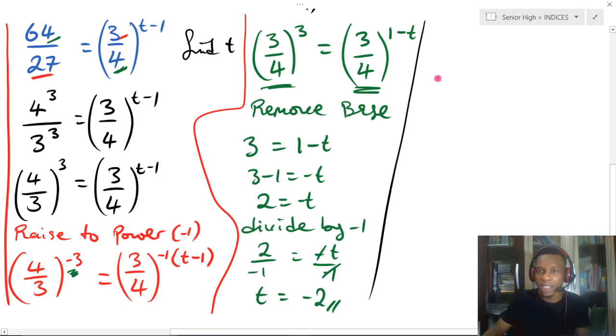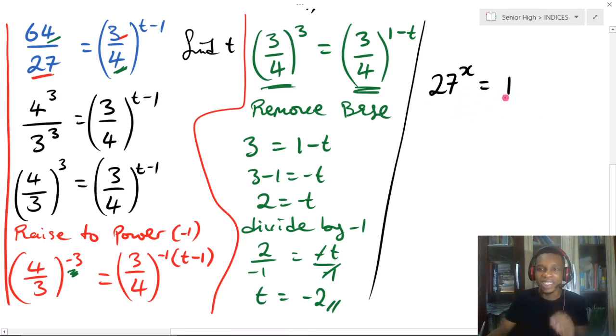If they give something like this, 27 raised to the power of x is equal to 1. How do you solve for a question like this? It's looking very tough because there's no alike base, right? There's no base that is alike. Is that not so? Yes, that's so. But how do you solve for it? Let me show you how.